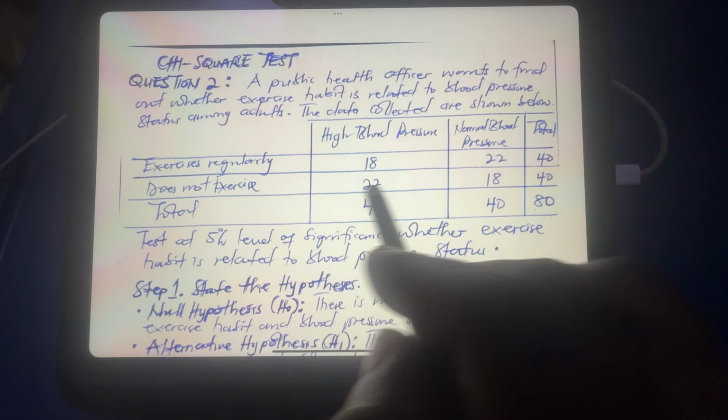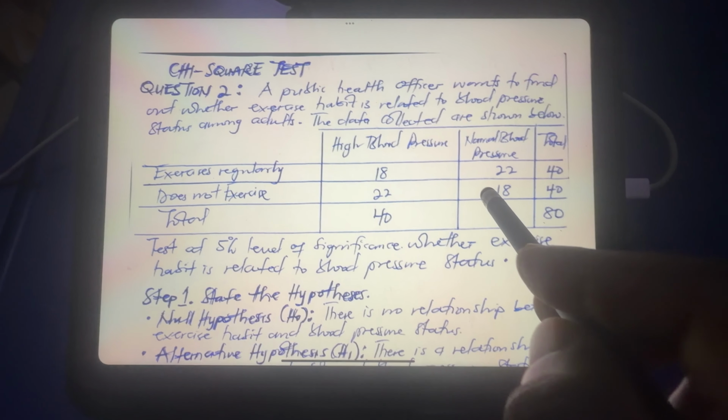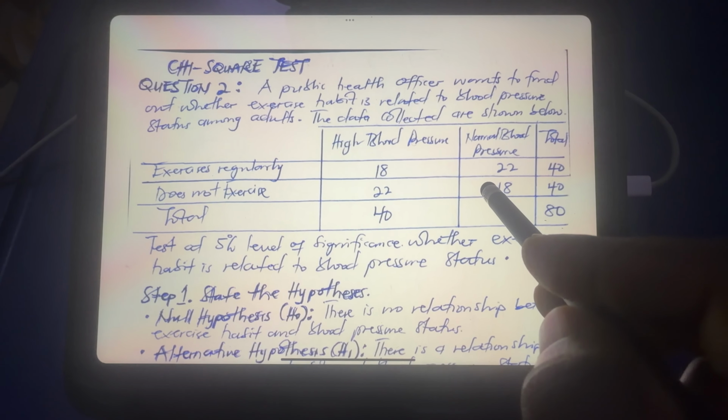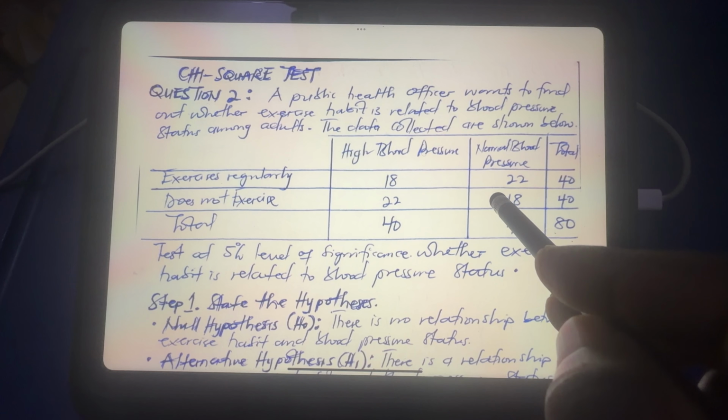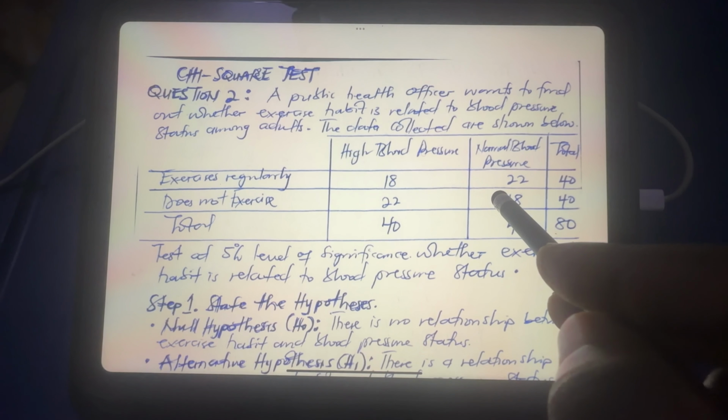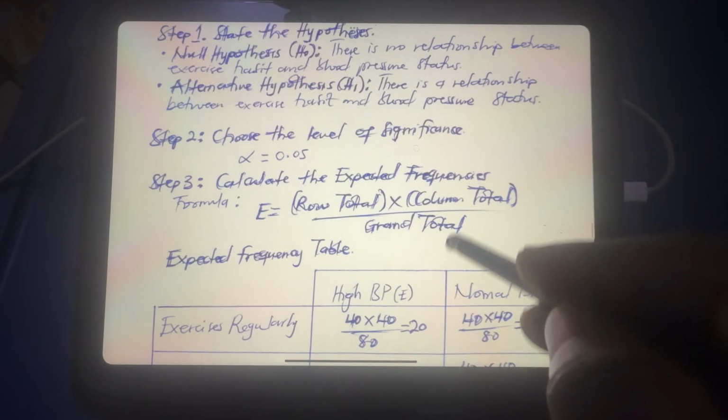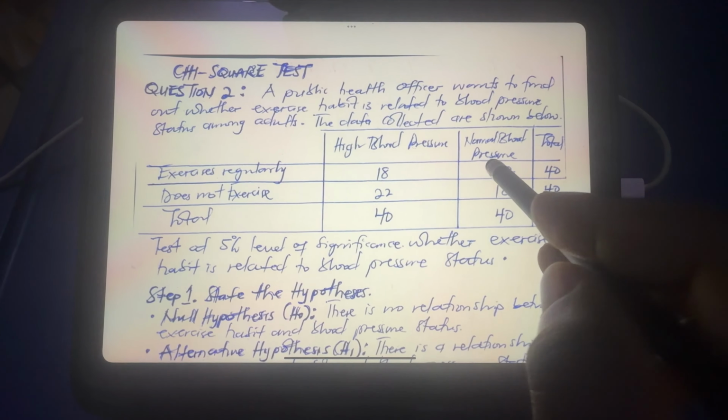Row 1, row 2. You can have a table where you have 3 rows and 2 columns. You can also have a table where you have 2 rows and 3 columns. Okay, so take note of that. So here we have 2 rows, 2 columns.